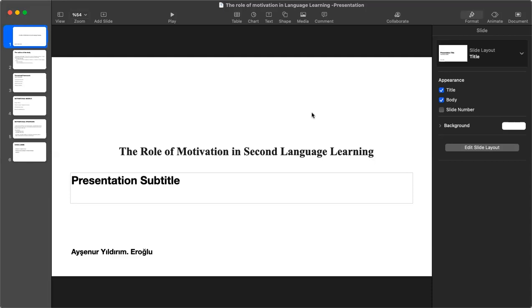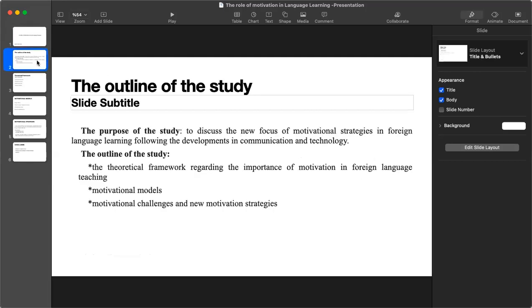Today I would like to present my review paper titled The Role of Motivation in Second Language Learning. And here you can see the outline of my study, and I would like to start by mentioning the purpose of the study, which is to discuss the new focus of motivational strategies in foreign language learning, following the developments in communication and technology.